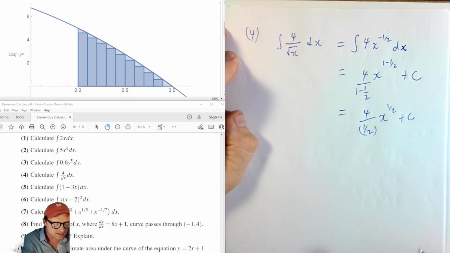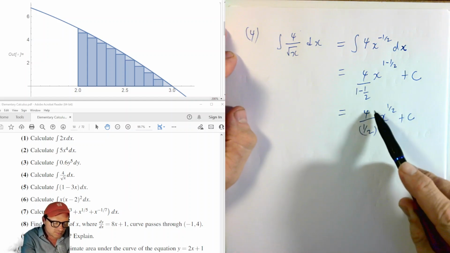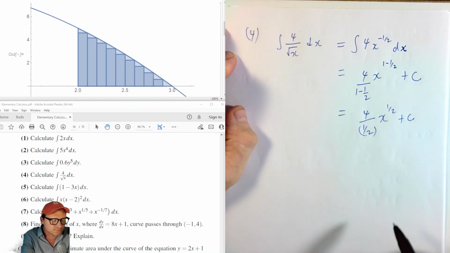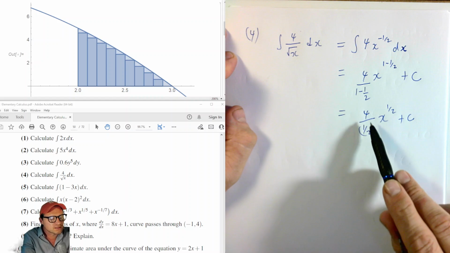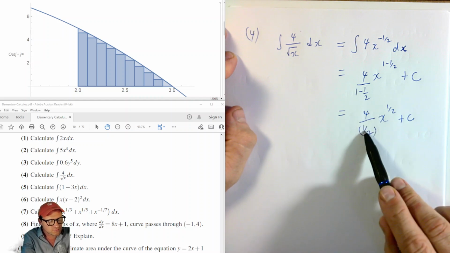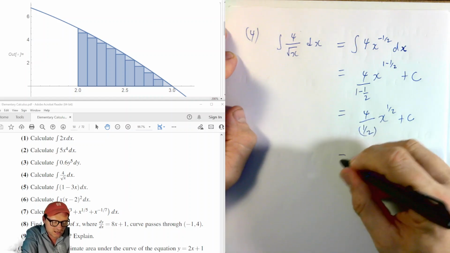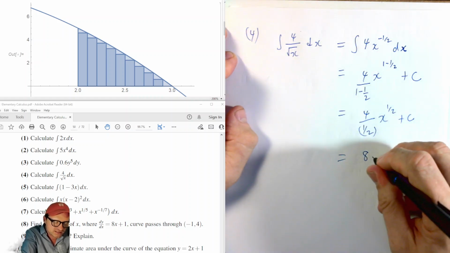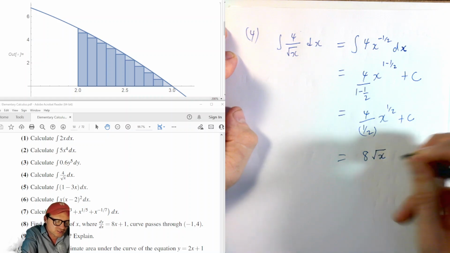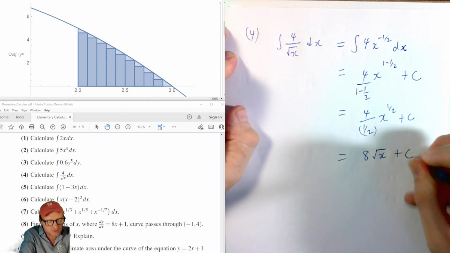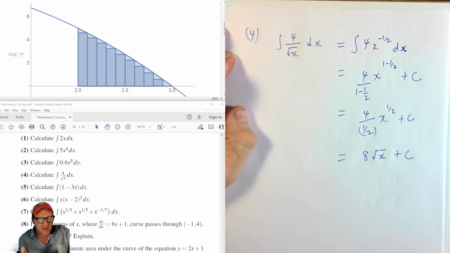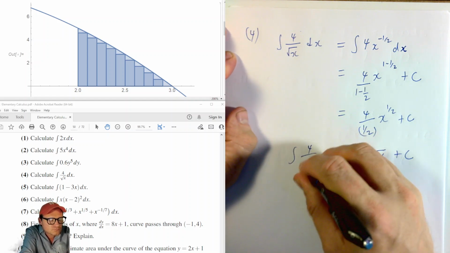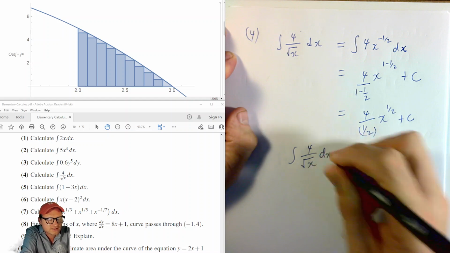Now we can simplify this. If we multiply top and bottom of this fraction coefficient by 2, we've got 4 times 2 over 1/2 times 2, and so that's 8. So 8x to the 1/2, but x to the 1/2 is the square root of x, which is perhaps more familiar to some of you than x to the 1/2. So this is our integral of 4 over the square root of x.